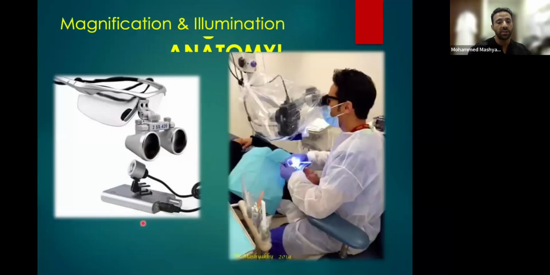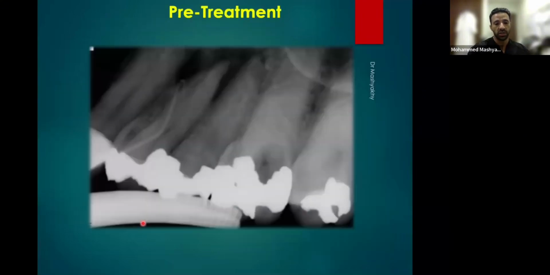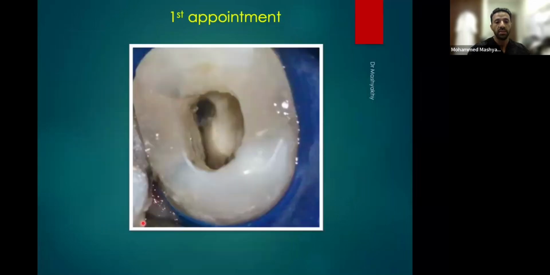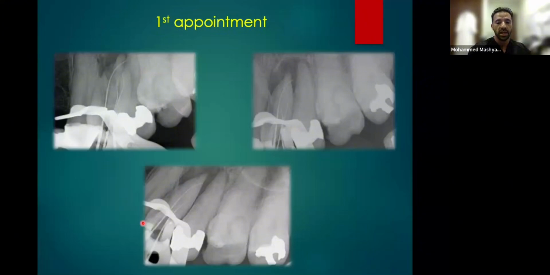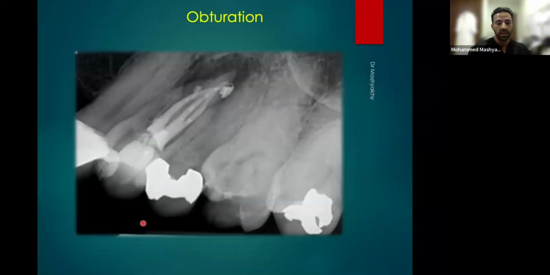Eventually, magnification and illumination is very important. Some cases you cannot ignore. I will show you this case, which is a very important case. In the mesial, in the buccal canal, there are two canals. And after cleaning and shaping, it looked like this. This way, you can never fill it with your bare eyes. You have to use a loupe or microscope. See how it looks.